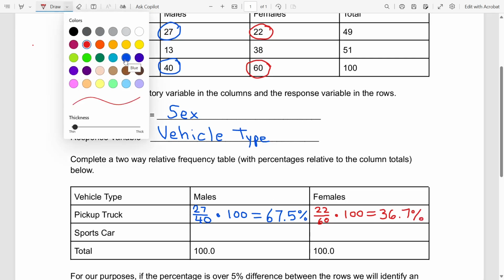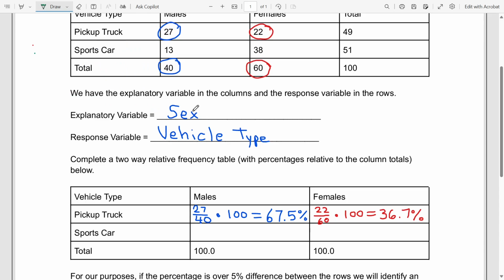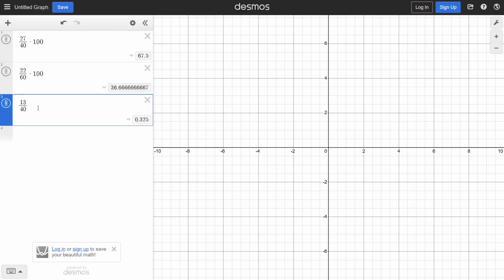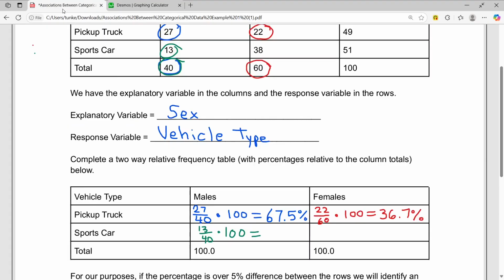All right, now we'll do a different color here. Let's do green. We'll do males who prefer a sports car. So that would be 13 out of 40 times 100. We can also just do 100 minus 67.5. So either way, 13 out of 40 times 100, we get 32.5%.